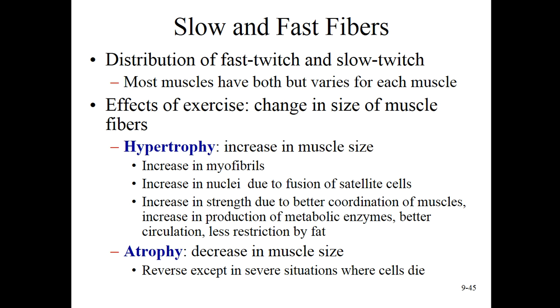This process just continues, and so in cases of quadriplegia, depending on the nature of the spinal cord injury, we can see significant atrophy where the muscles just waste away. And it's the reverse of hypertrophy. In some cases, including muscular dystrophy, the muscle cells actually die.